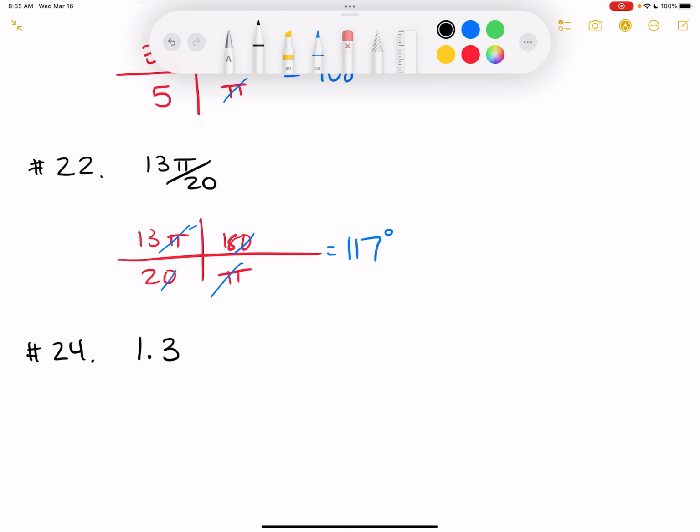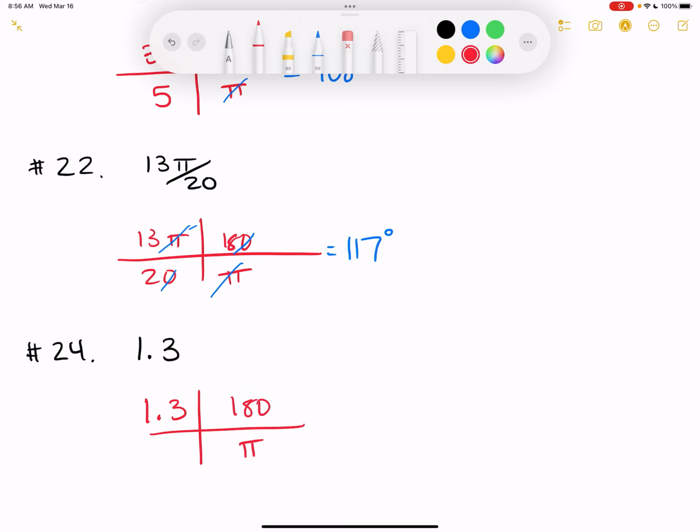Okay, if it does not specify, hold on, let me switch colors. Are we doing all these yet? No, we're not. If that is not there, it is not degrees. Okay? Radians. So this is in radians. So it's still the conversion of 1.3 times 180 over pi.